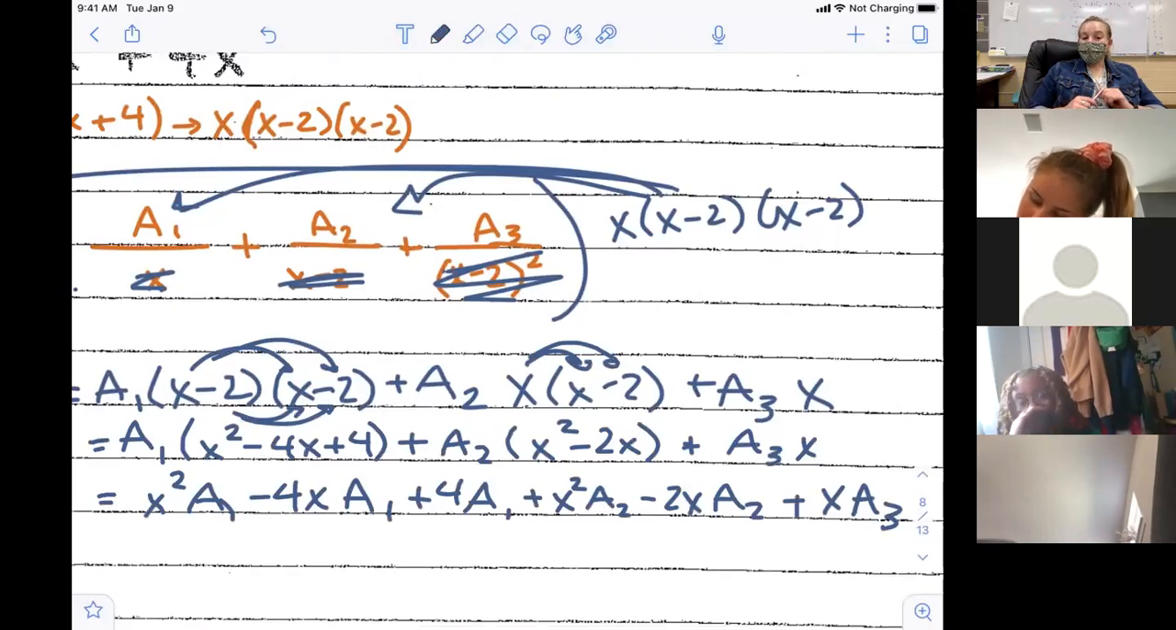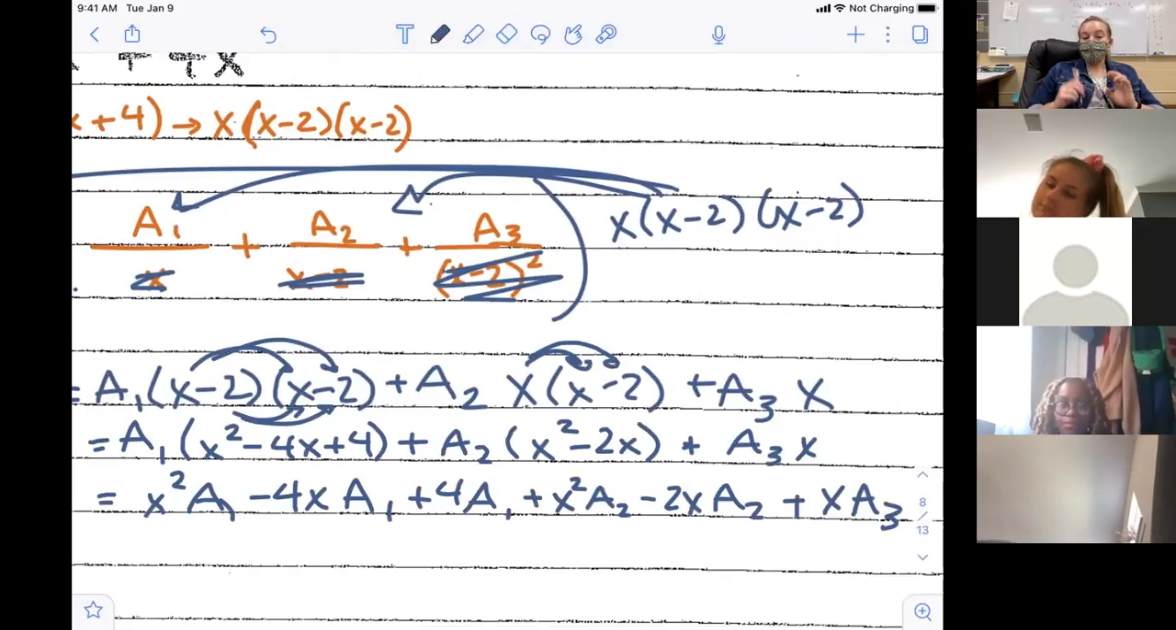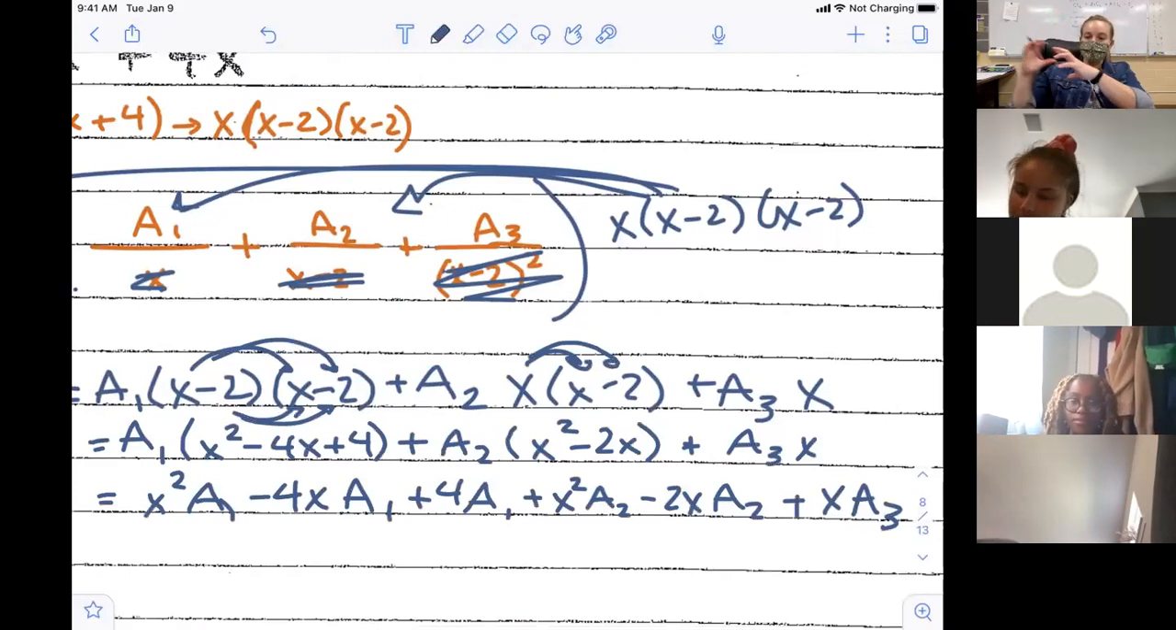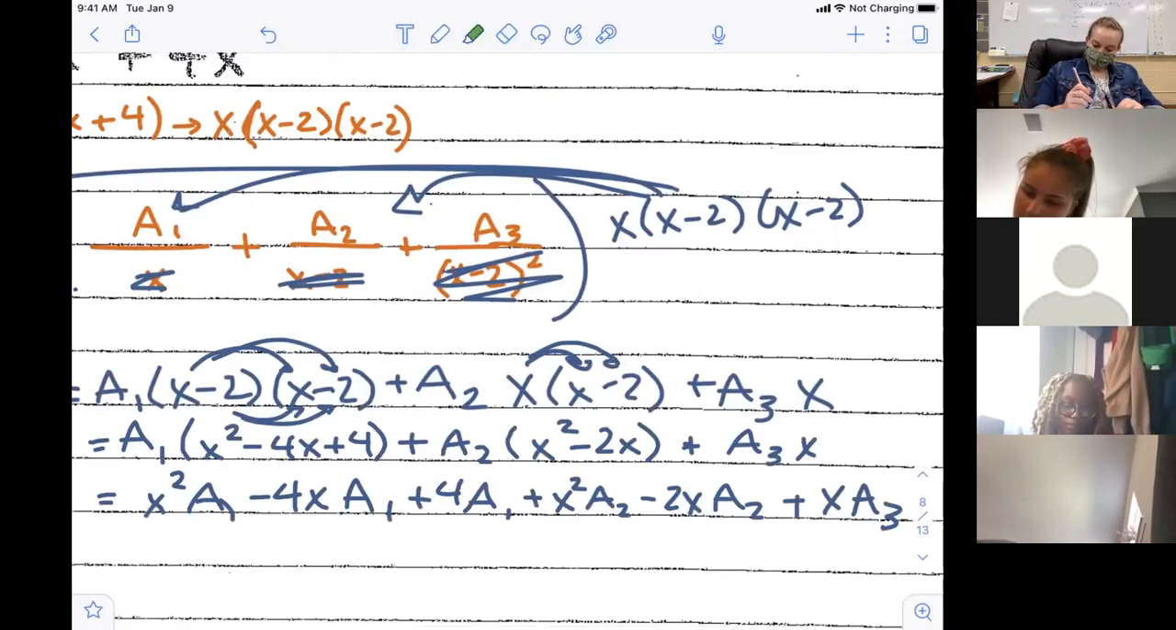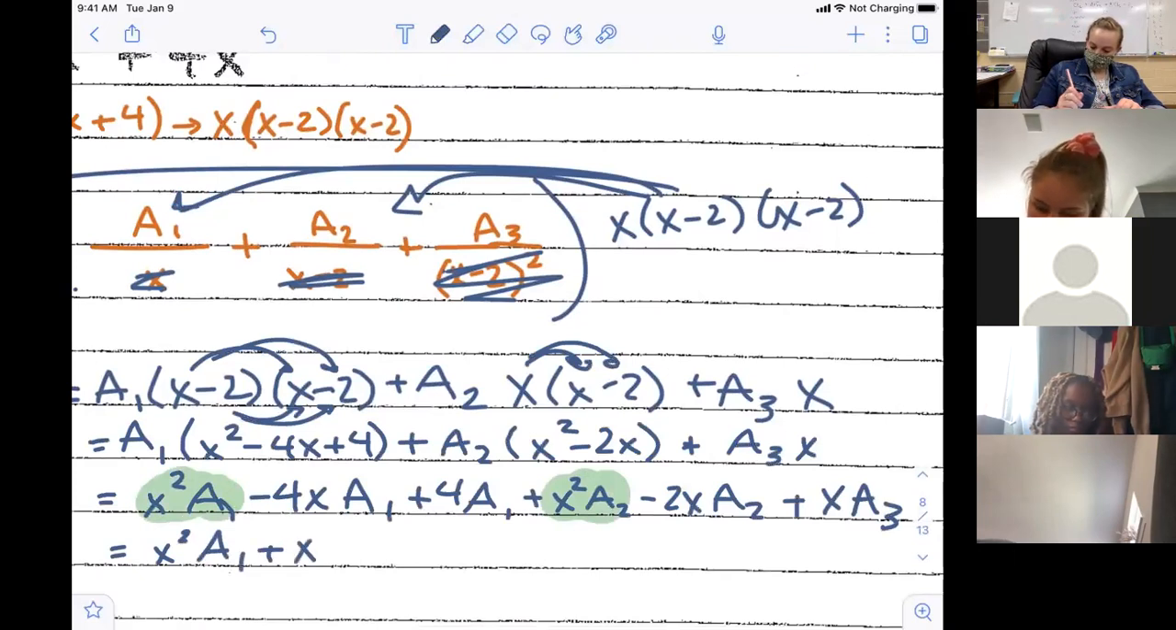And then the second to last thing I'm going to do is put all my x squares together, put all my x's together, and all my constants together. So let's see, here's an x squared, here's an x squared. So they go together. X squared a1 plus x squared a2.